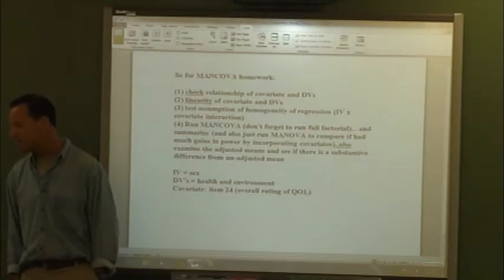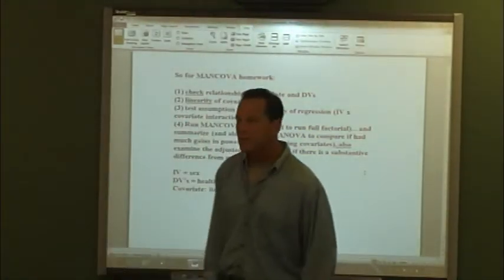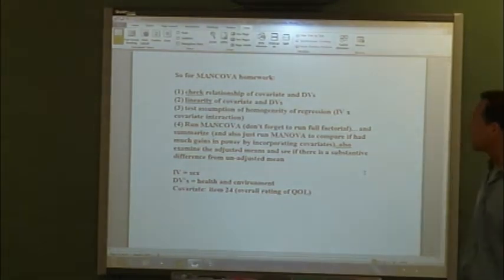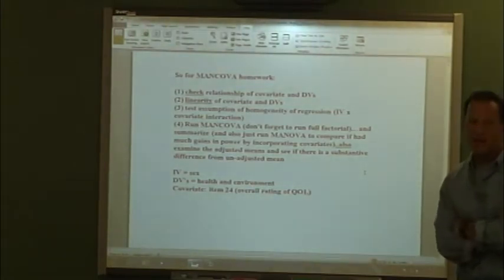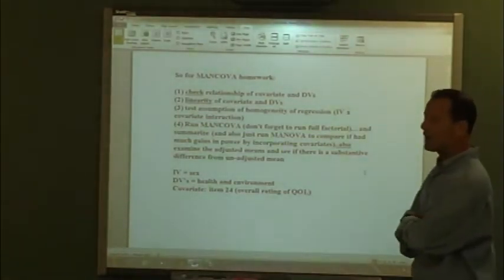And for your homework, you're going to go ahead and do an ANCOVA. Do it next week. You're going to, number one, check the relationship of the covariate and DVs, right? Just look at the correlation. You're going to look at the linearity of the covariate and the DVs. So you'll do a plot of each covariate and DVs.